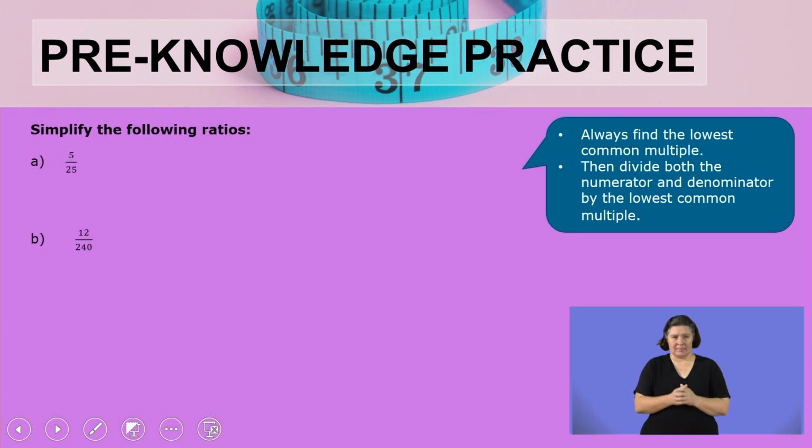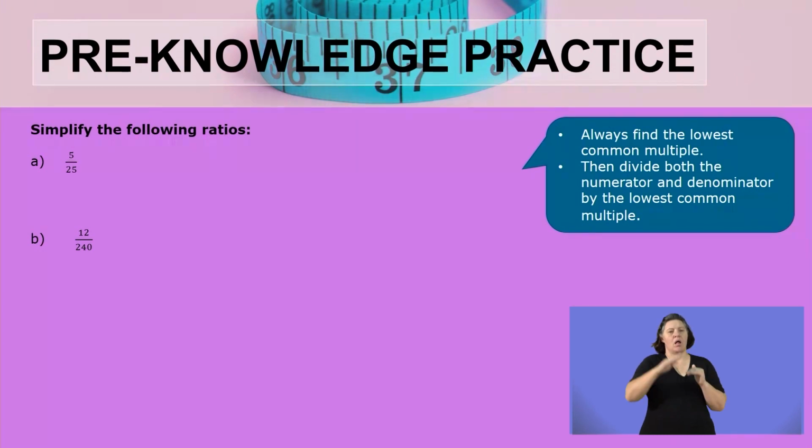Okay, now we continue with the pre-knowledge. We have to simplify the following ratios, 5 over 25. Remember, when you simplify, you simply find the common factor and divide by it. 25 is divisible by 5. So we can divide 5 by 5 and we have 1, and we divide 25 by 5, we get 5. And we move to the second one as well.